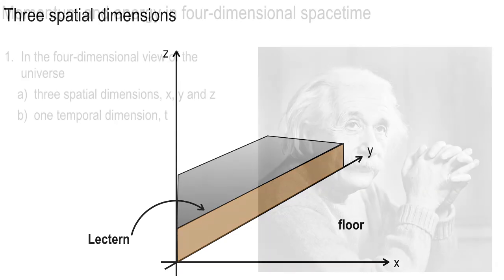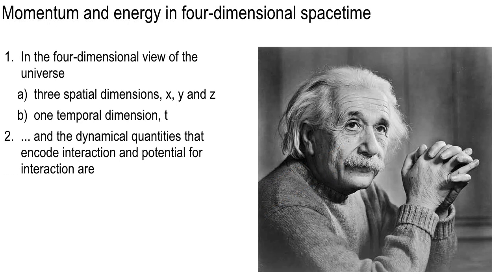Now, the dynamical quantities that encode interaction and potential for interaction are the following. Momentum. Momentum is the mass times the spatial velocity. A spatial velocity, the x component of the velocity is delta x over delta t. How fast are you going along the x-axis? The y component of the velocity is delta y over delta t. How fast are you going in the y direction, if any? And then the z component would be delta z over delta t.